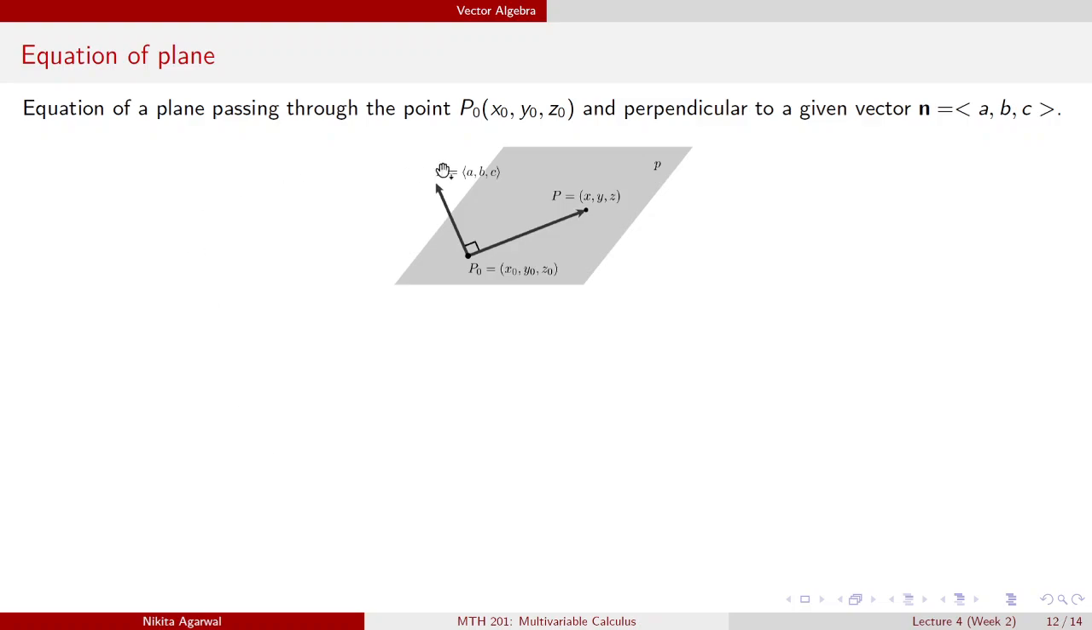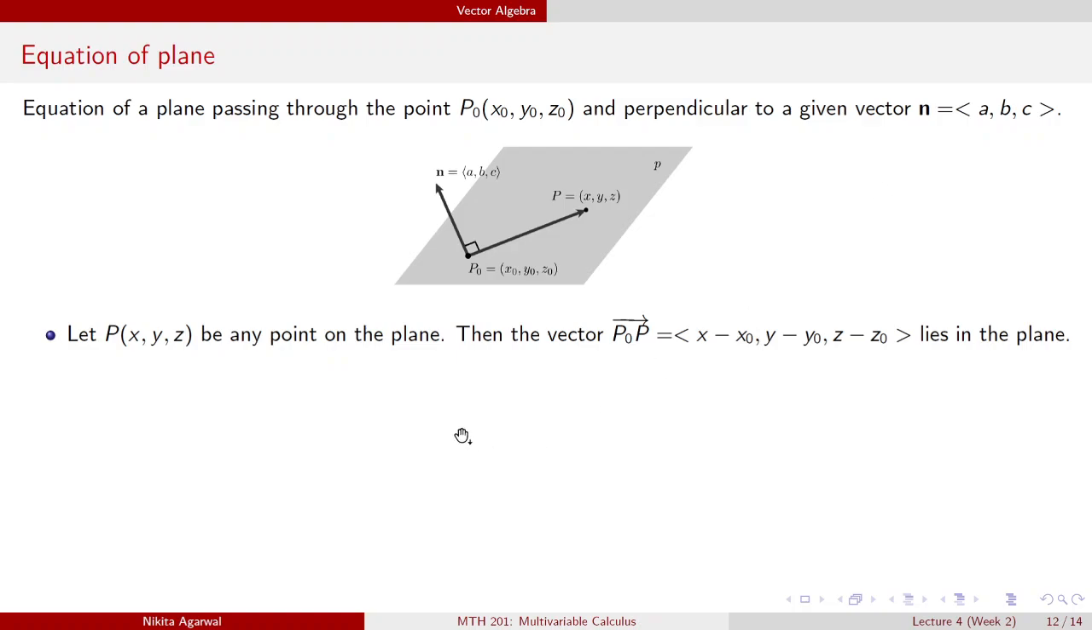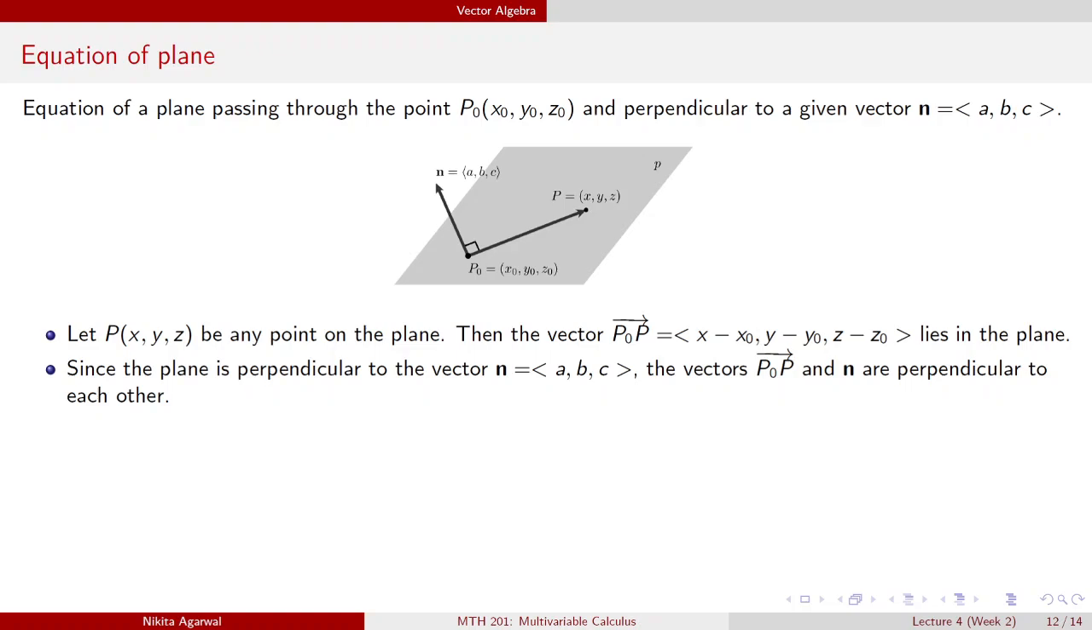So the equation of a plane passing through the point P naught and perpendicular to this vector n. Let P(x, y, z) be any point on the plane. So this is the point that is given to you. What is this vector P naught P? It's given by x minus x naught, y minus y naught, z minus z naught. Now this vector lies on the plane, so therefore it has to be perpendicular to n.